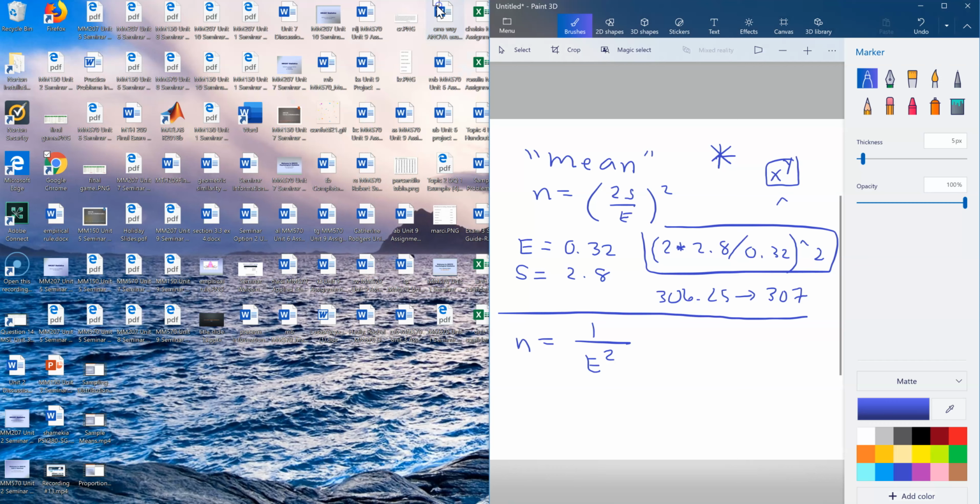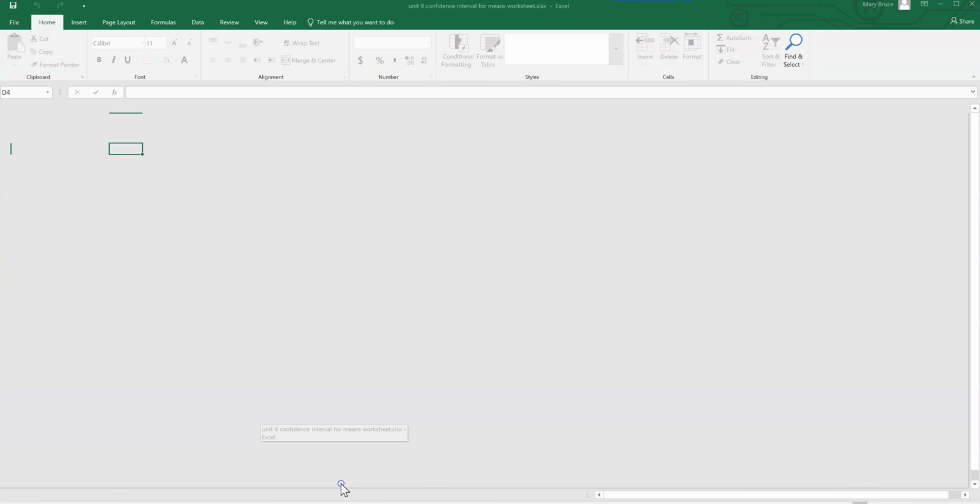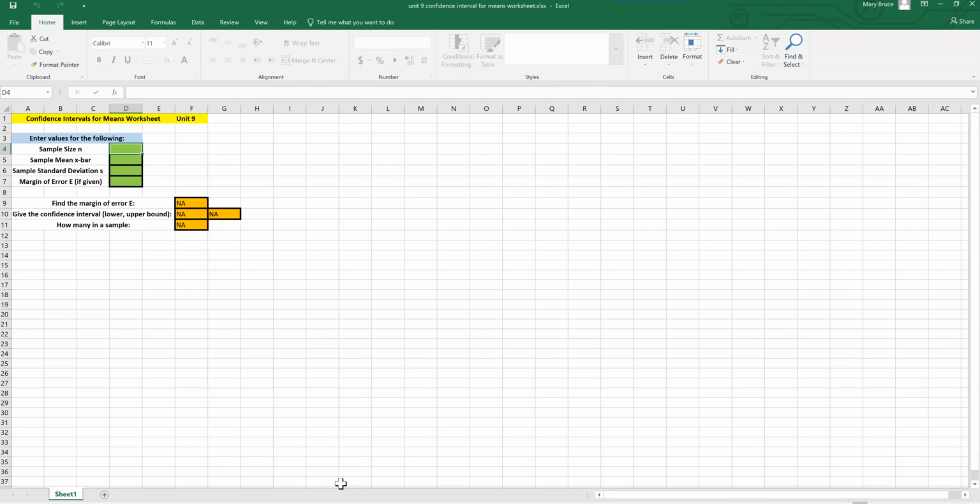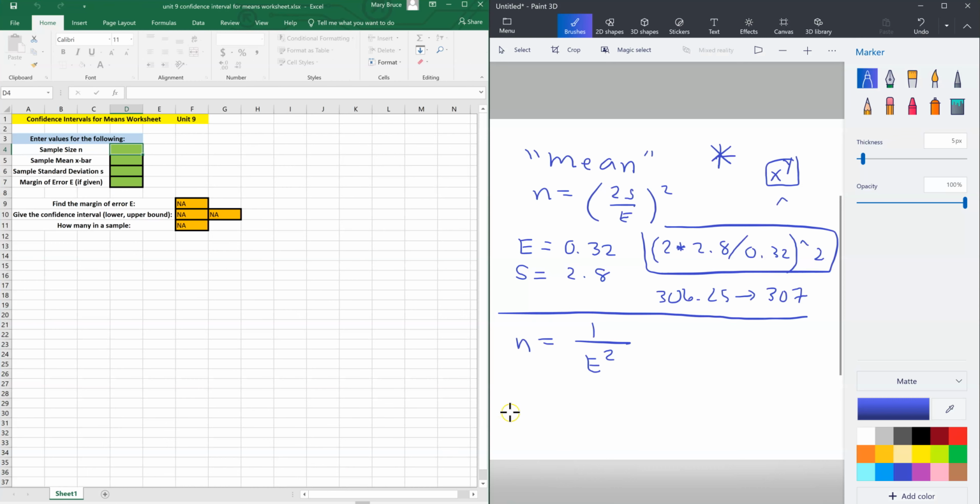I am now going to pull up the Unit 9 Excel worksheet that was provided for you. The reason I'm pulling up Unit 9 is because the Unit 9 one is for means. And this one, remember I told you, you could tell in the wording that this sample size question was about means. So if you use the worksheet, you won't put in sample size in the green box because we don't know that. We're trying to actually solve for that. We won't put in the sample mean because they didn't give us that, nor do we need that.